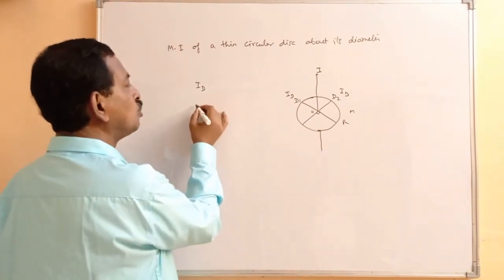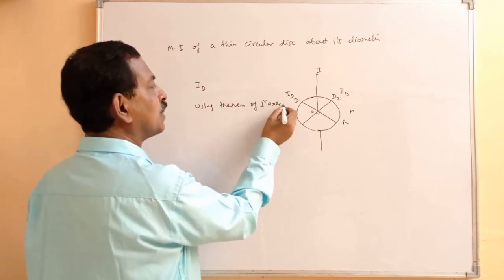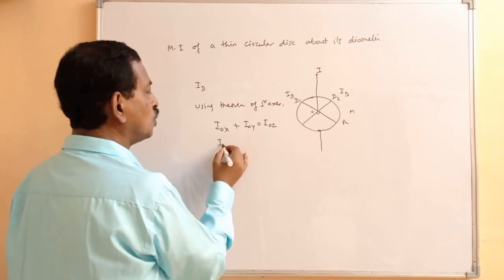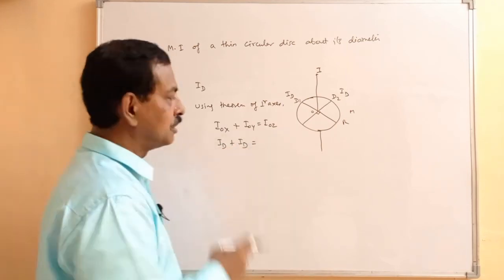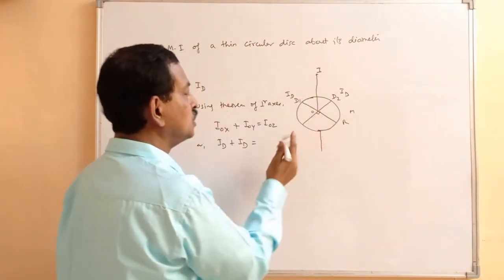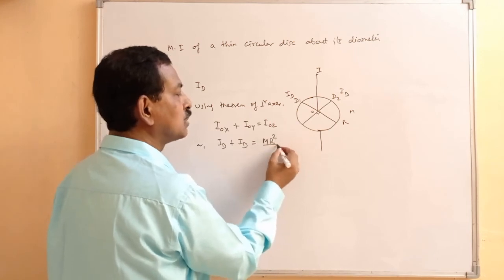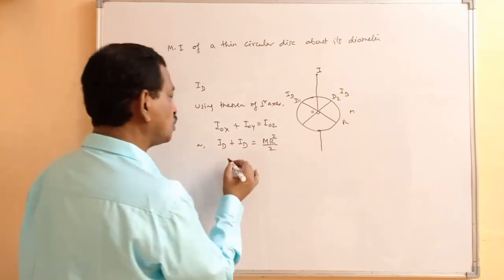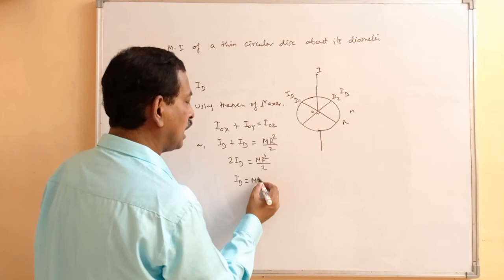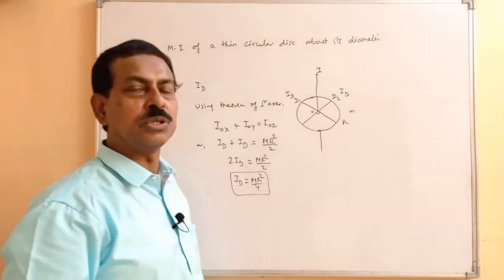So in that case, using the theorem of perpendicular axis, IOX plus IOY is IOZ. About one diameter and about the other diameter, the sum of these two moments of inertia will be equal to the moment of inertia about the third axis, perpendicular to these two. This axis passes through its center of mass, so for a circular disc it is MR square by 2. So 2Id is MR square by 2, and Id will be equal to MR square by 4. This is the moment of inertia of the circular disc about its diameter.